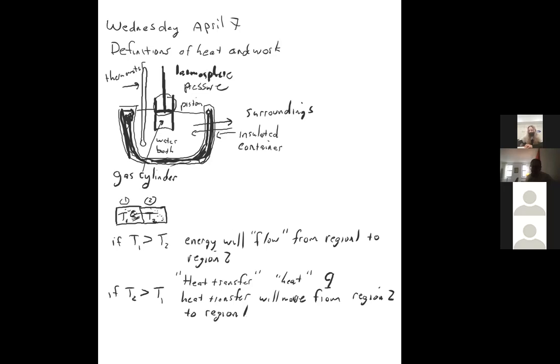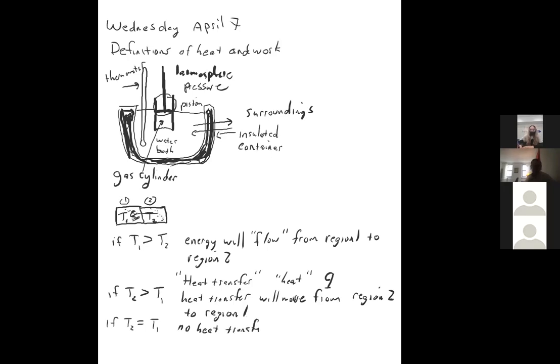Okay, that is often referred to as the Zeroth Law of Thermodynamics. Okay, now what happens if they're the same? Let's say that T2 is the same temperature as T1. If they're the same temperature, we have no heat transfer.